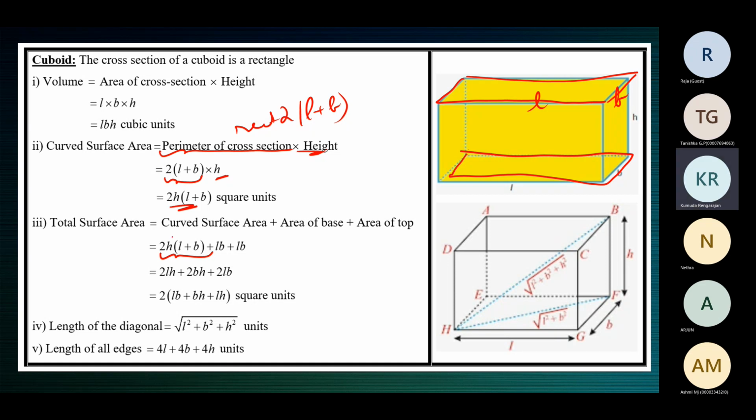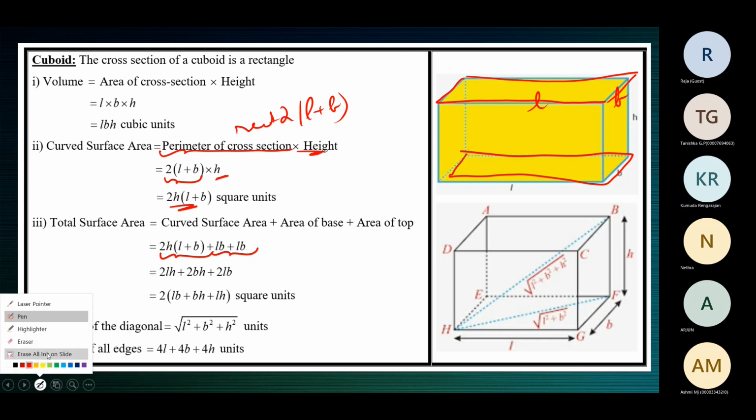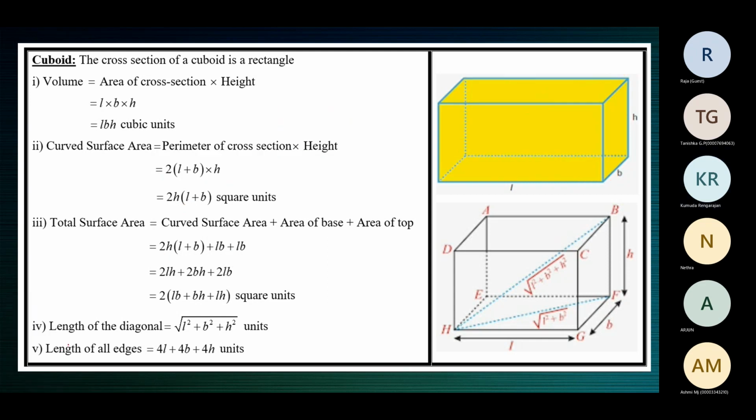Then you open up the bracket. You get 2LH plus 2BH plus LB plus LB is 2LB. See here, 2LH plus 2BH plus 2LB. Then 2 is common everywhere: 2 into LB plus BH plus LH square units. This is the formula to find the TSA of a cuboid.